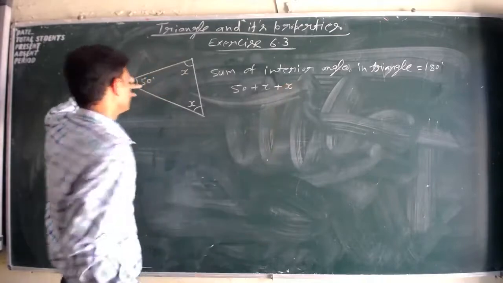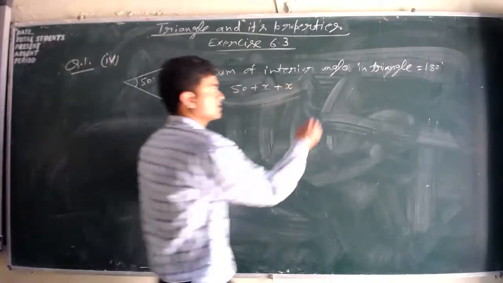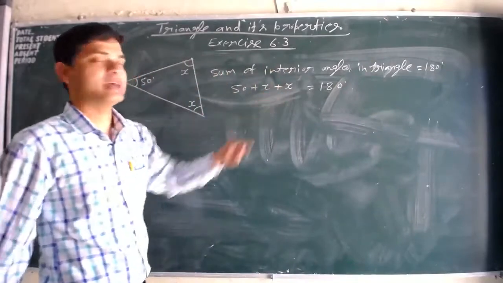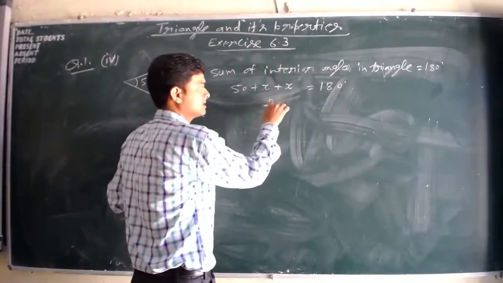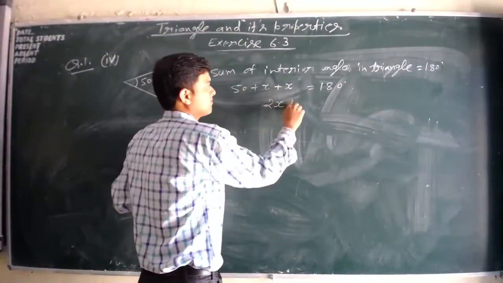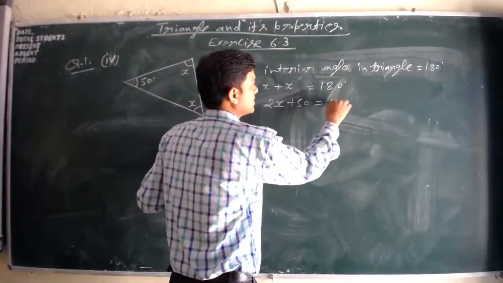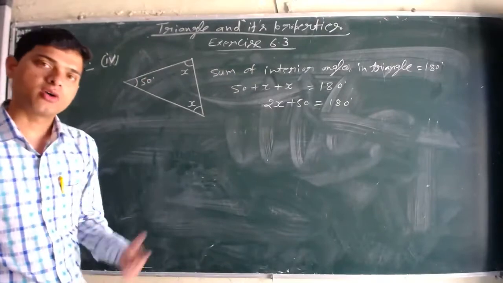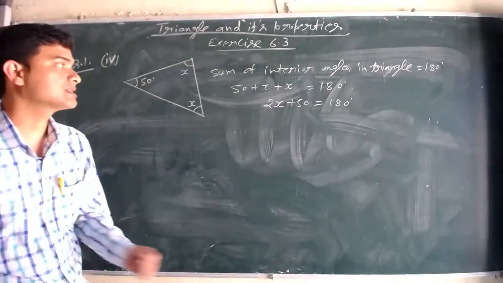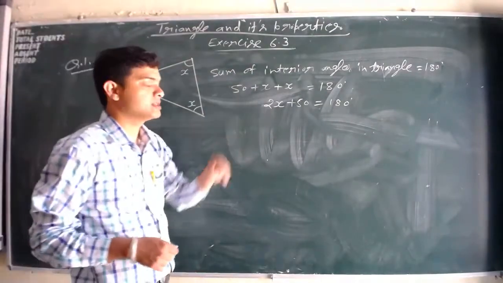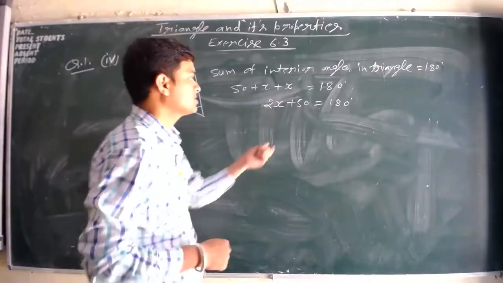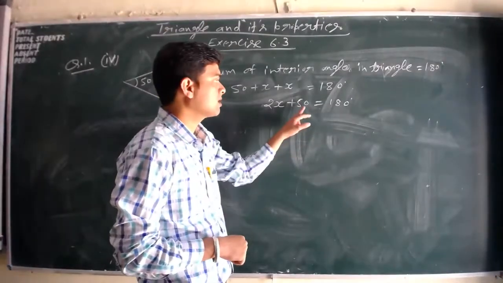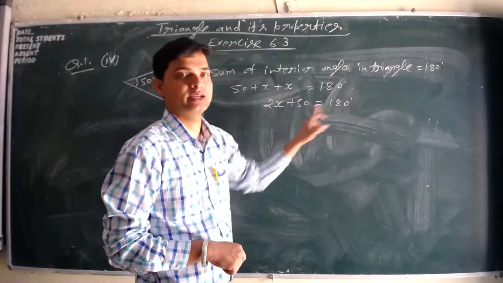Clear? 50 plus x plus x is equal to 180. x plus x is equal to 2x, plus 50 is equal to 180. Now we have to solve this equation. According to your exercise 4, we can solve this easily. First of all, we have to eliminate 50. For this, we can subtract 50 from both sides.